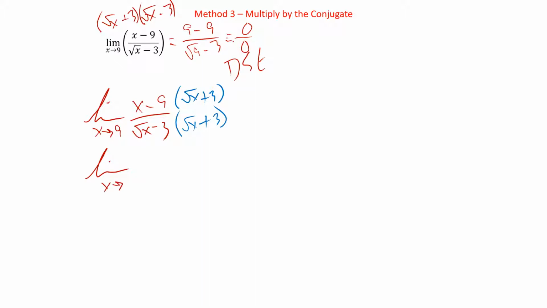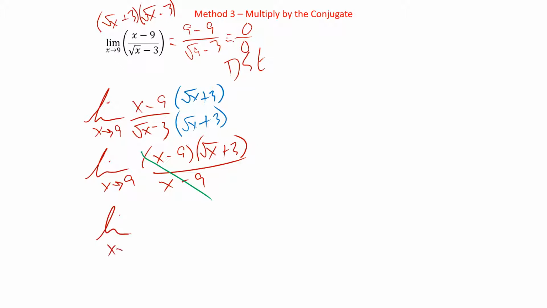So we have the limit as x goes to 9 of x minus 9 times root x plus 3 over root x times root x, which is x. Root x times 3 is 3 root x, and then minus 3 root x cancels out. That's the whole purpose of multiplying by a conjugate. And then negative 3 times 3 is minus 9. Sure enough, the x minus 9's cancel, and we're left with just root x plus 3. Now plug it in again. The limit as x goes to 9 of root x plus 3 is root 9 plus 3. Root 9 is 3, plus 3 is 6.